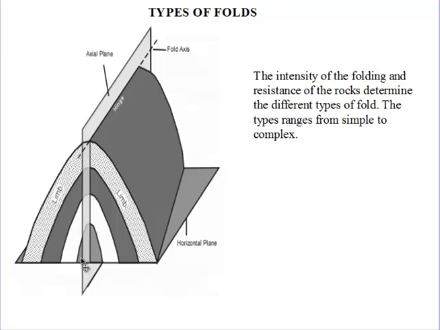The axial plane can be vertical or diagonal. It all depends on the intensity and the resistance of the rocks of the mountain. And the two halves are known as the limbs. So we say that the intensity of the folding and resistance of the rocks determine the different types of fold. The types range from simple to complex. So now let's look at the types.